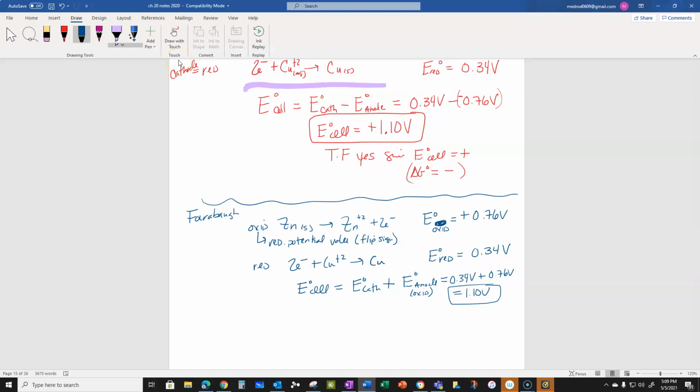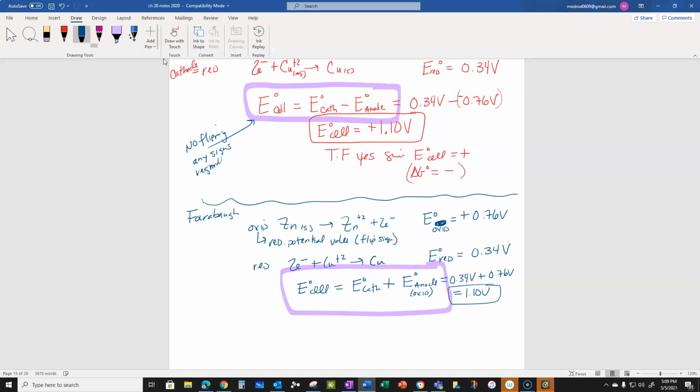One way subtracts them, where they just use the values on the chart. The other one flips the sign. But it's adding. So when you use this one, no flipping any signs, regardless of oxidation. But this one actually flips the sign where you're going to go positive.